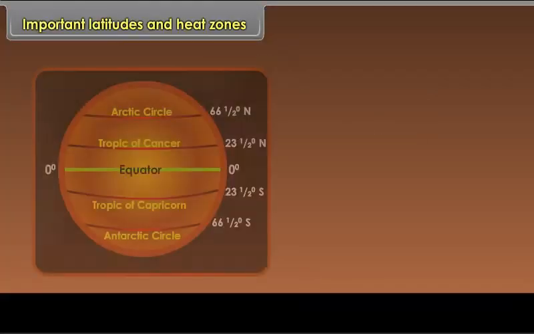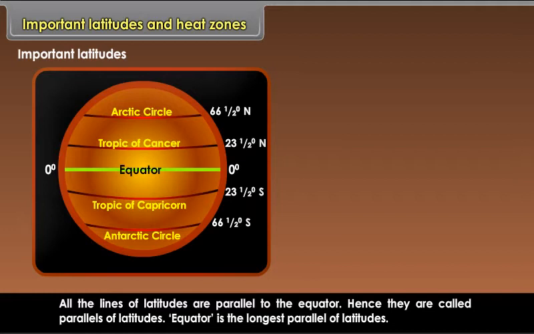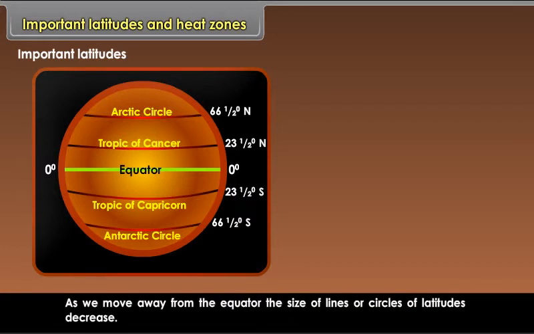Important latitudes and heat zones. Important latitudes. All the lines of latitudes are parallel to the equator. Hence, they are called parallels of latitudes. Equator is the longest parallel of latitudes. As we move away from the equator, the size of lines or circles of latitudes decrease.